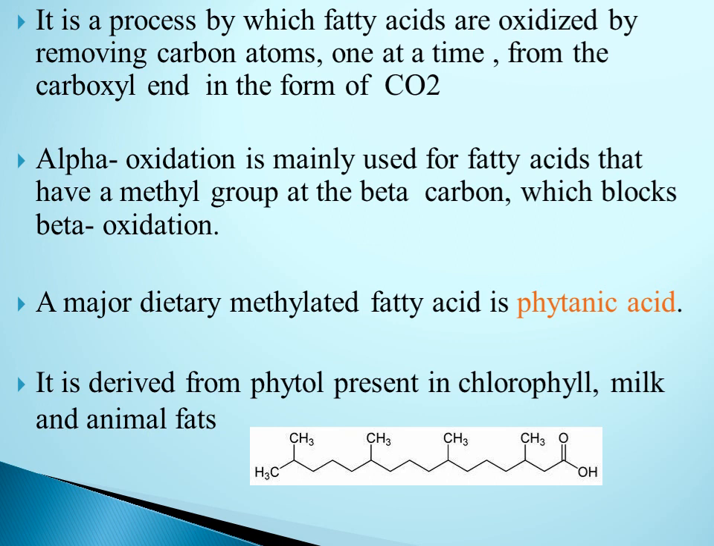Its structure is shown here. It has methyl groups at the 3, 7, 11 and 15 carbon atoms. So this phytanic acid, because of the presence of a methyl group at the third carbon, that is the beta carbon, cannot undergo beta oxidation and it has to divert to another pathway known as alpha oxidation.